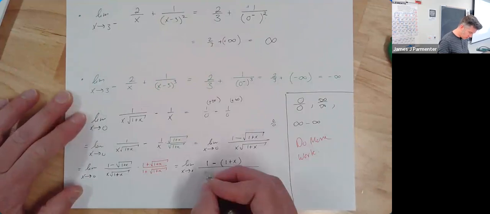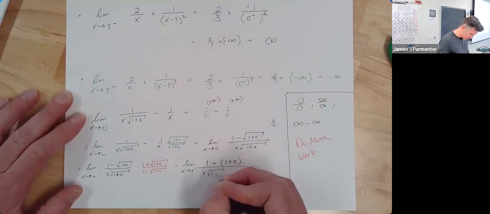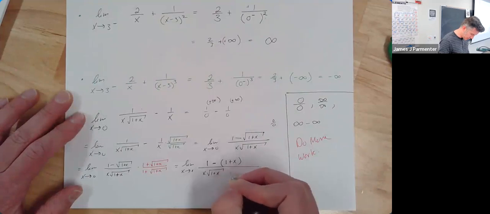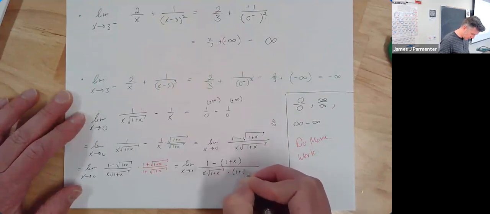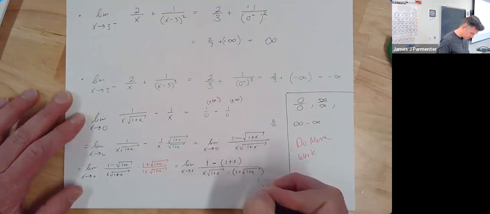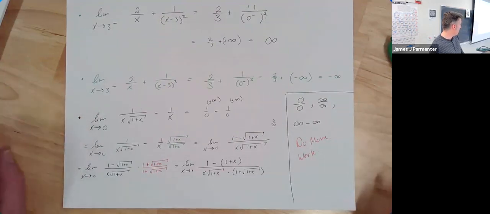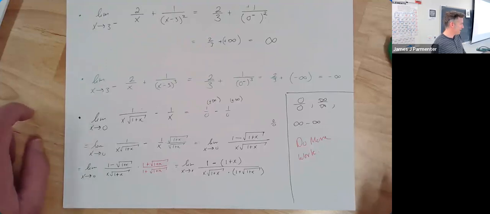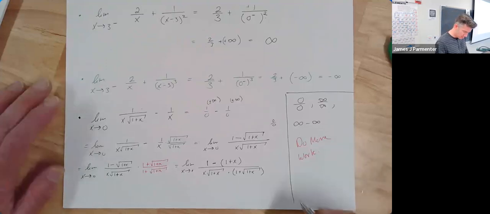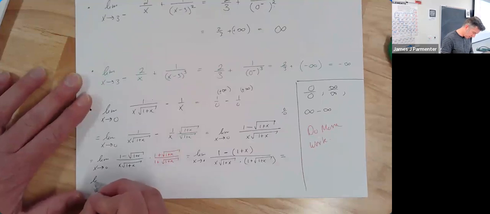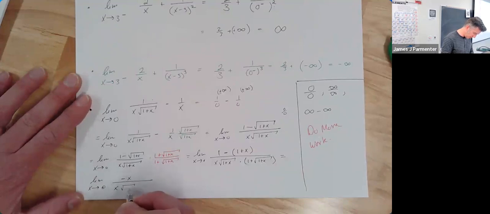Divided by, don't multiply at the bottom, x times the square root of 1 plus x times 1 plus the square root of 1 plus x. On top, if we distribute the minus sign, we get 1 minus x, and the ones cancel, and we end up with the limit as x goes to 0 of negative x over x times the square root of 1 plus x times parentheses 1 plus the square root of 1 plus x.